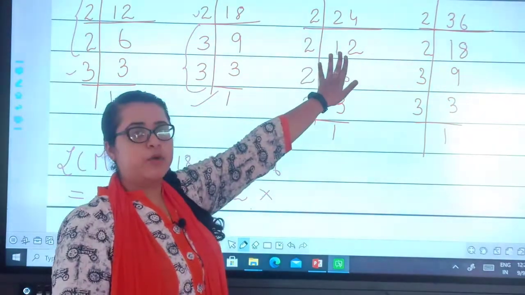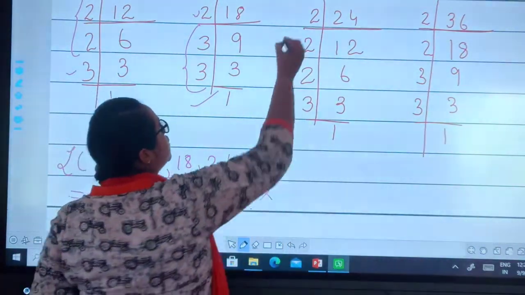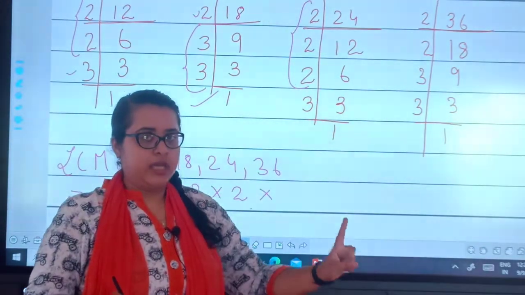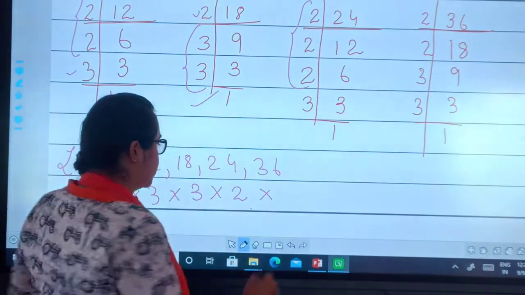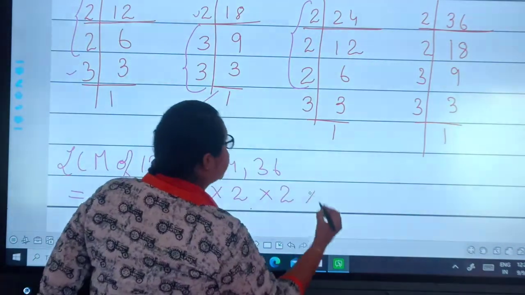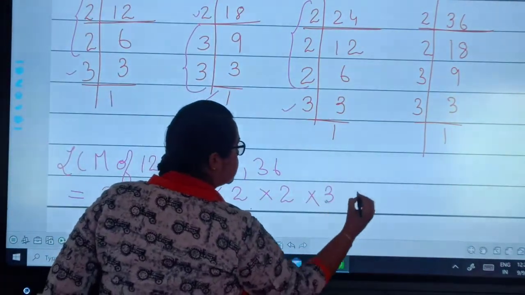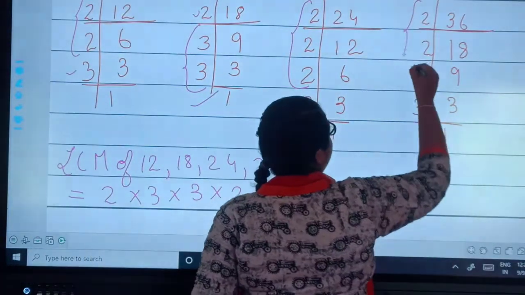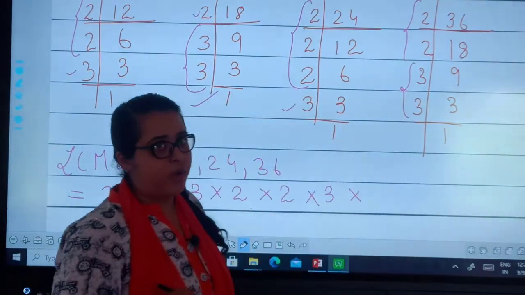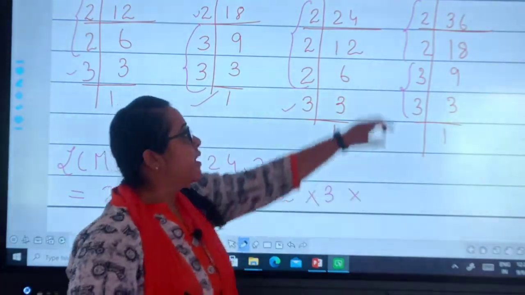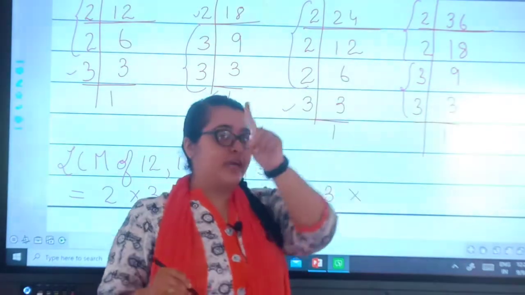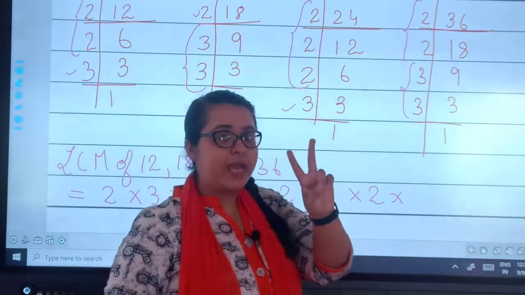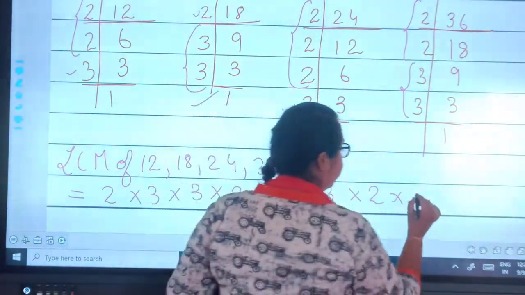Now we will come to 24. In 24, how many times is 2? 3 times. So I will not take 3 twos. I will only consider a single 2. And this 3 is alone, I will consider this 2. Now in this, 2 is twice and 3 is also twice. Now what will I be doing? Out of this 2 twice I will take only one 2, and the 3 which was 2 times, I will take only once.